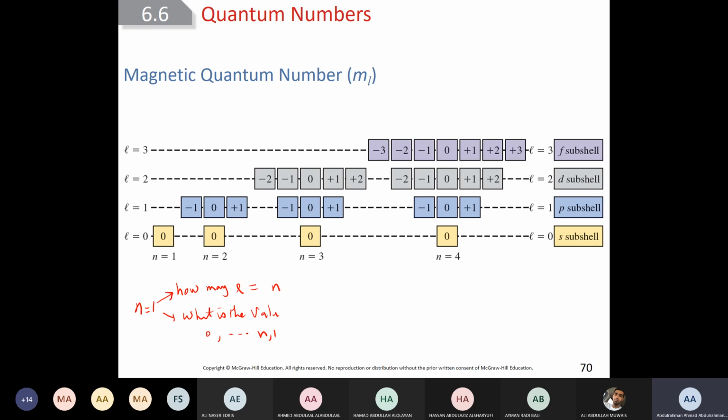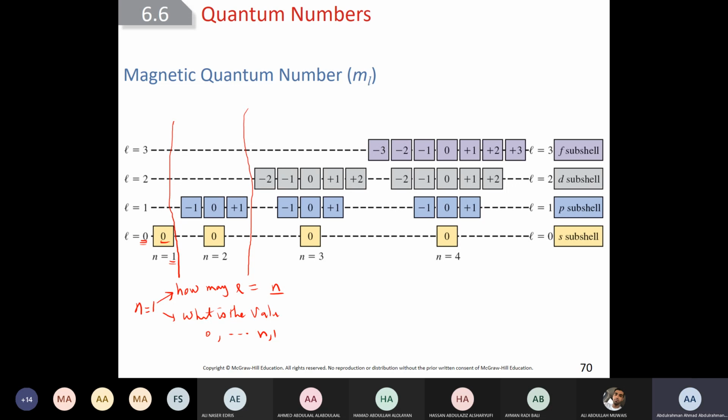So when n equal to 1, how many L are there? 1. What's the value? 0. And that's why if you look at the box here, there is only one L with 0 because n is equal to 1. What's the value of ml? Also 0. Is this clear?